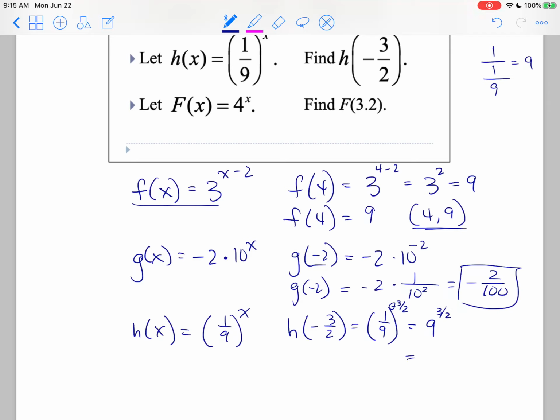And I'm actually going to take advantage of one of the properties of exponents, and I'm going to think of this as 1/2 times 3. 1/2 times 3 is 3/2, and I can split up the exponent this way. Now 9 to the 1/2, this is really saying take the square root of 9. Okay, well the square root of 9 is 3. And now I have 3 cubed. 3 times 3 is 9, times 3 is 27. So my final answer, h of negative 3/2 is 27.